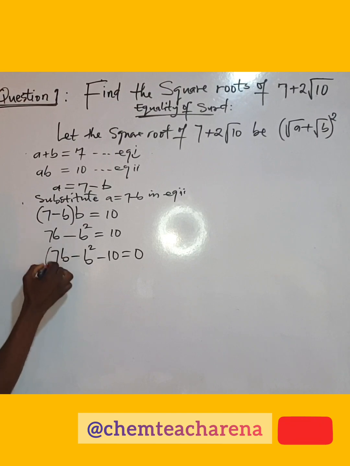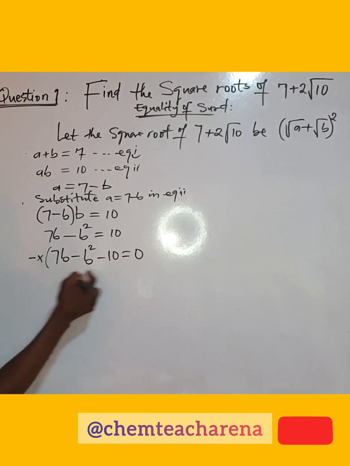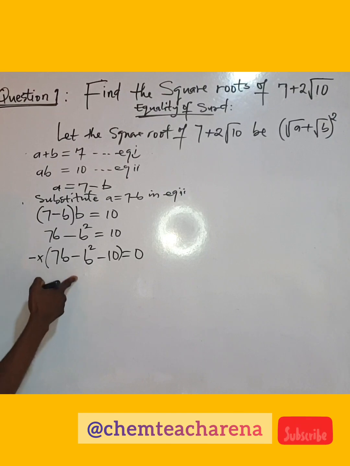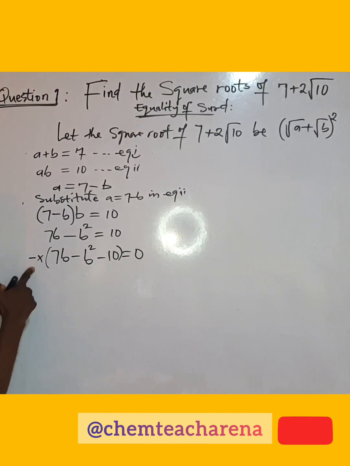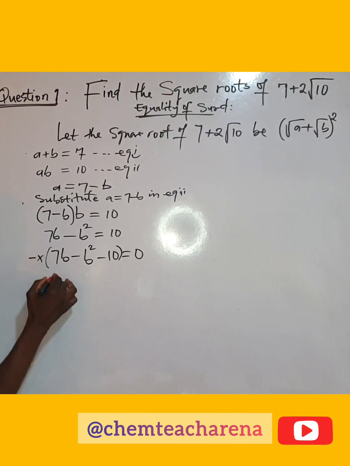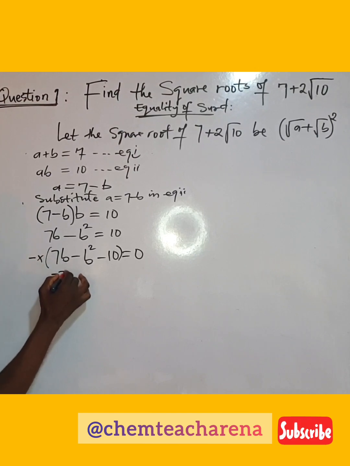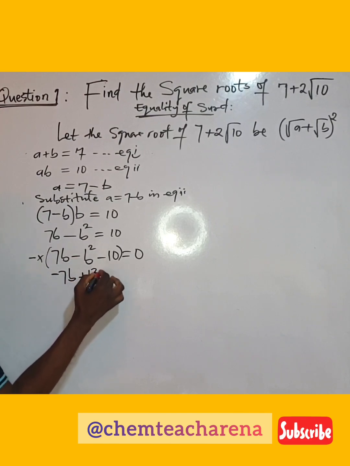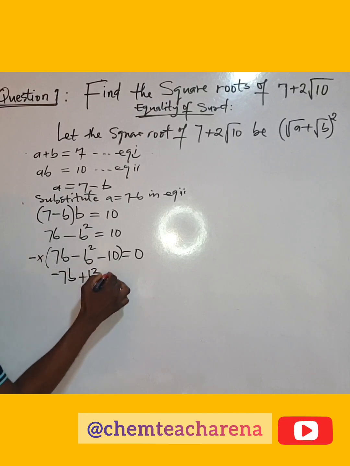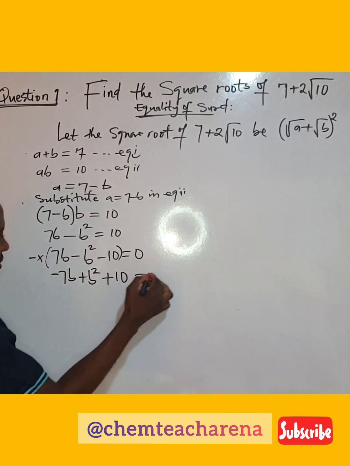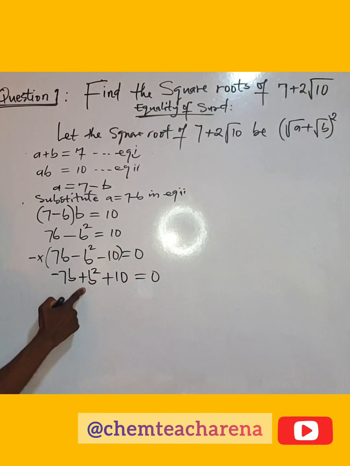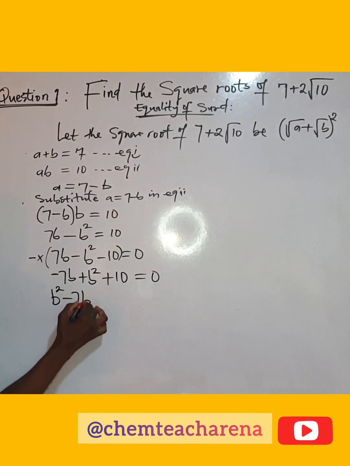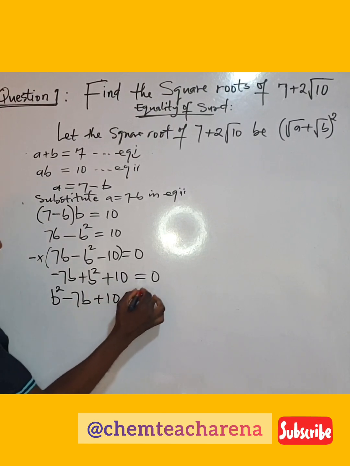So from here I can multiply this equation by minus. Yes, let me multiply by minus because I want to clear this minus off. So if I multiply, this is plus here times this minus, I will have minus 7b, this minus times this plus, I will have plus b squared, this minus times this minus, I will have plus 10. You now equate it to 0. Then let me rearrange this one. So I will have b squared minus 7b plus 10 equals to 0.